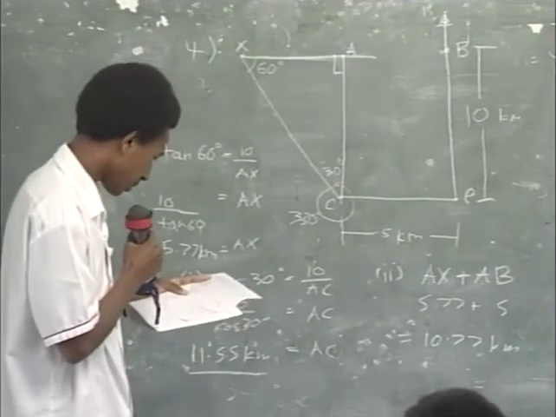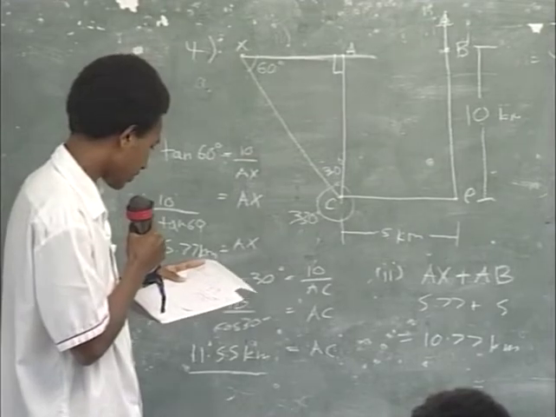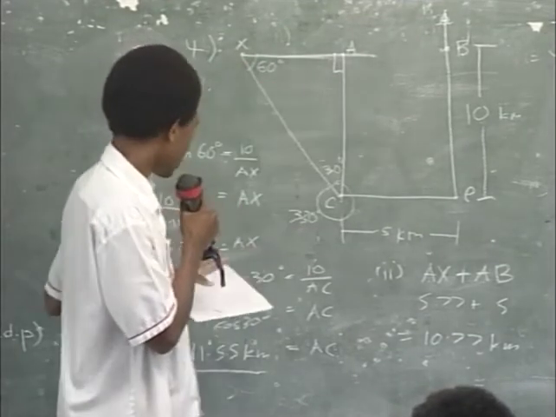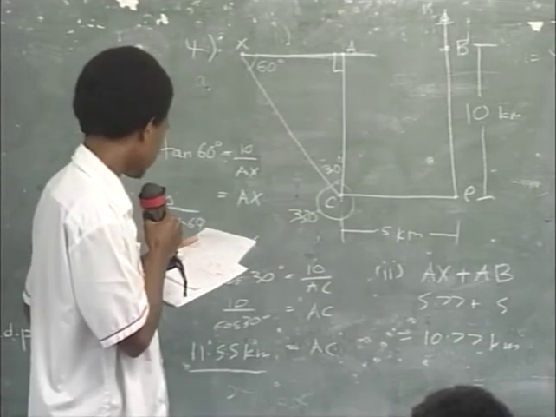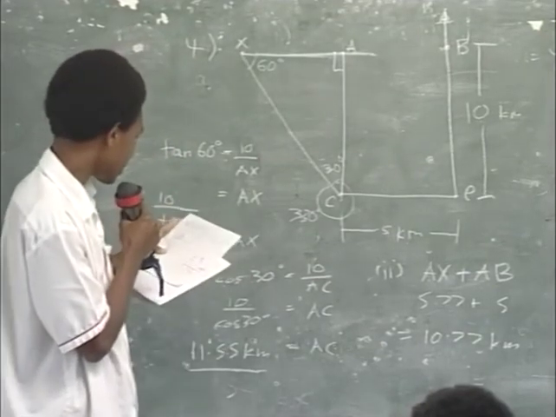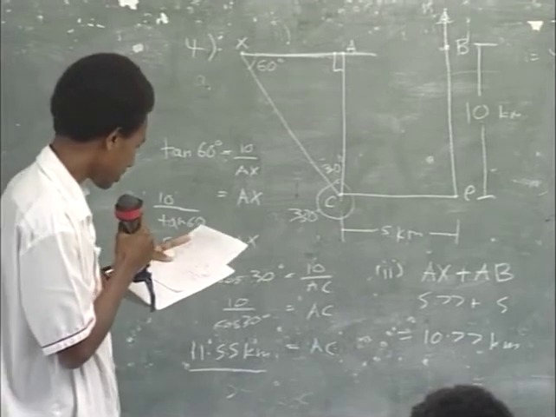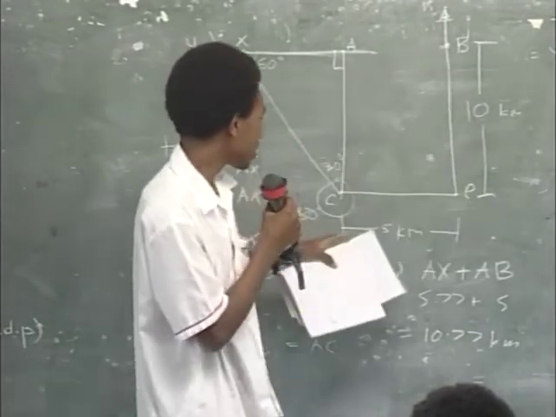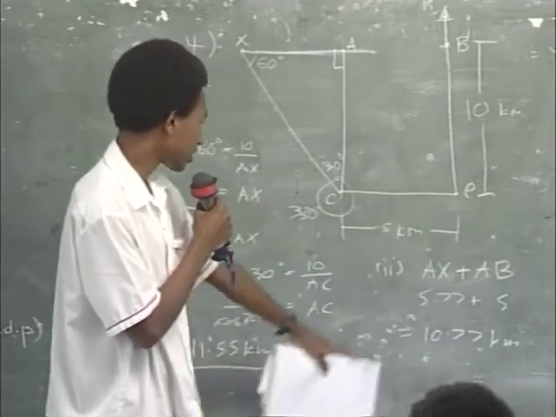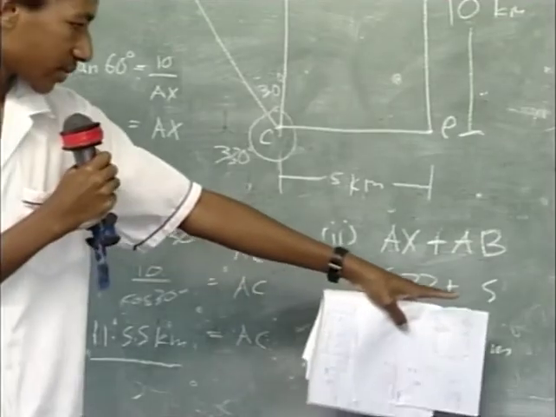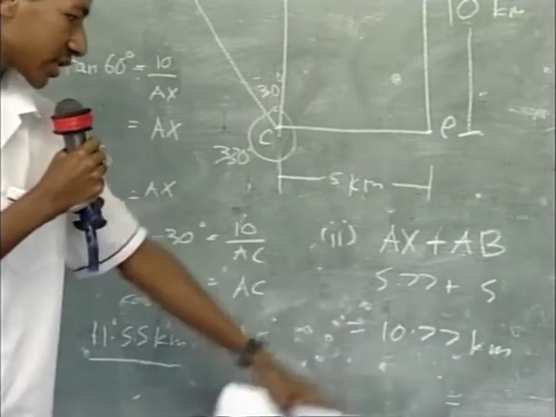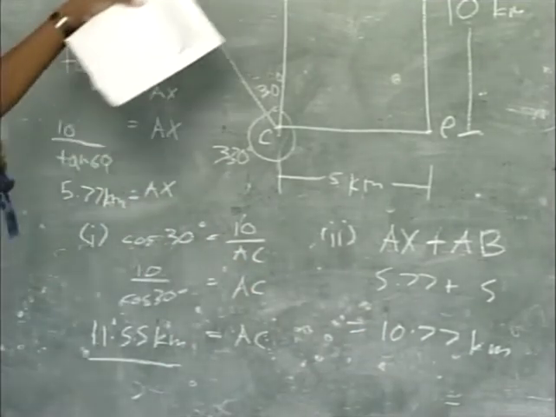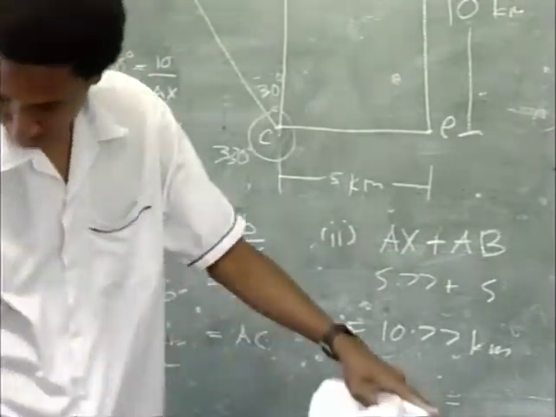And to find the distance the ship is from B, we add AX, which we get from the first equation, which is 5.77 kilometers. We add it to AB, which is the same as CP, which is 5 kilometers. So 5.77 plus 5 kilometers is 10.77 kilometers is the distance the ship is from point B. Yes, good.